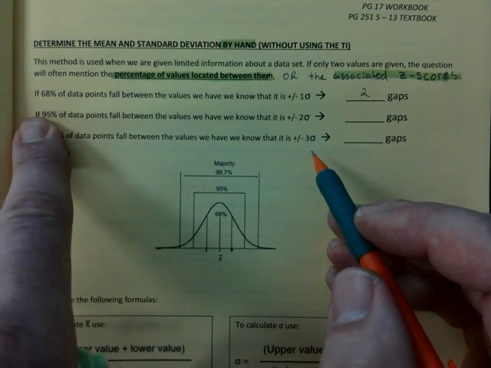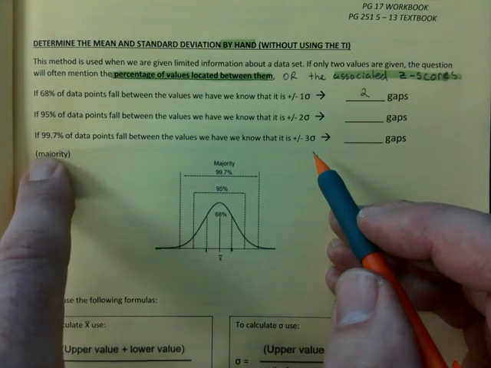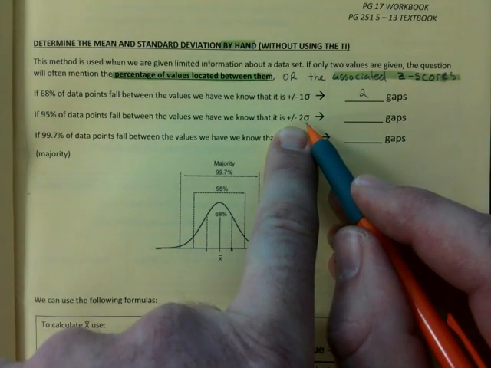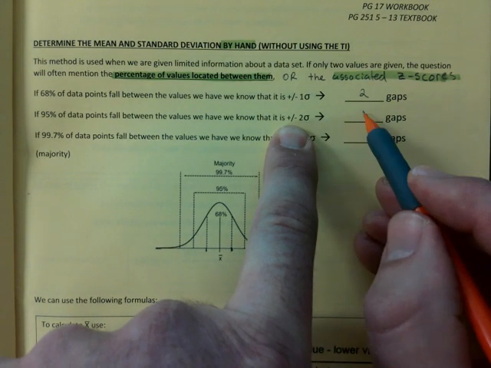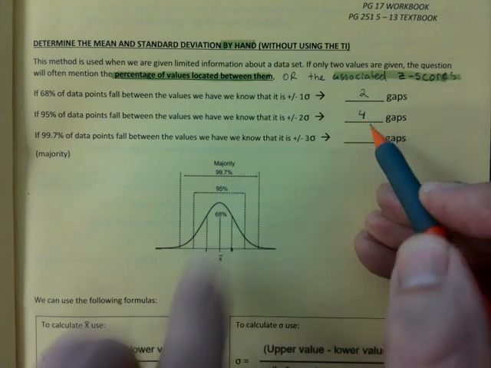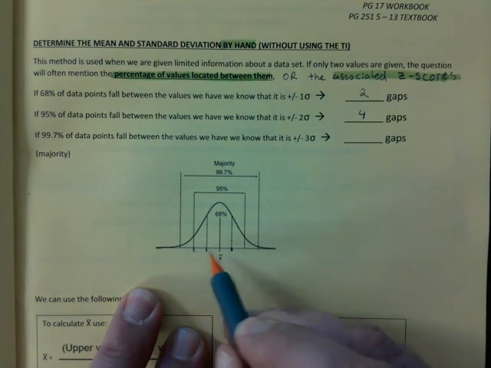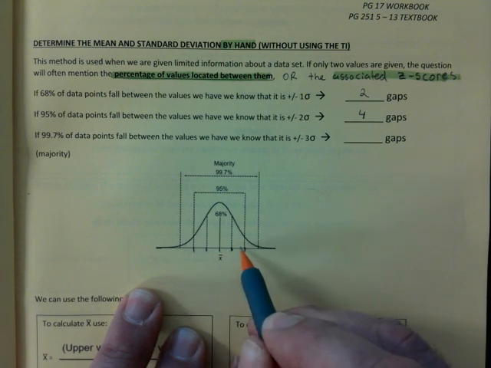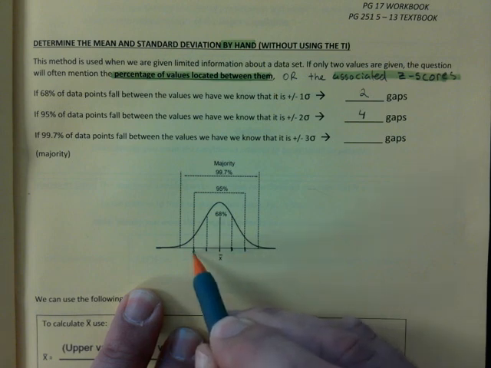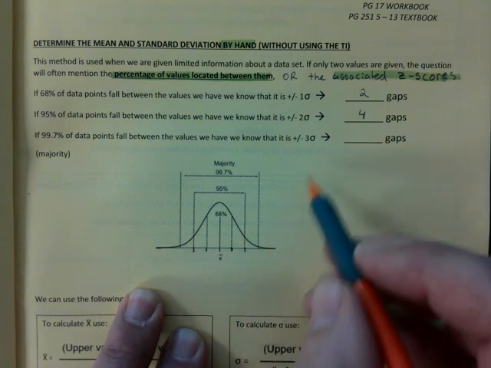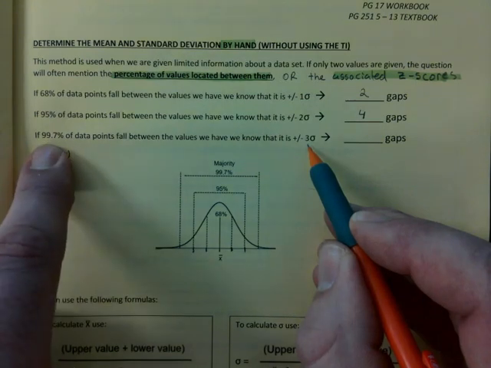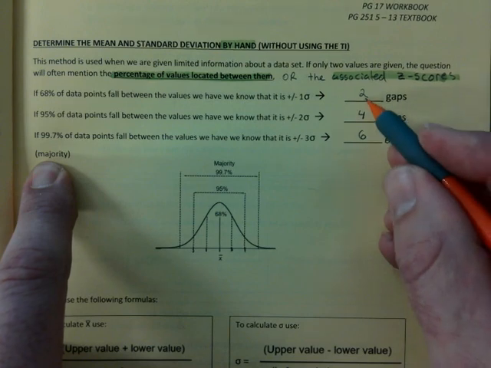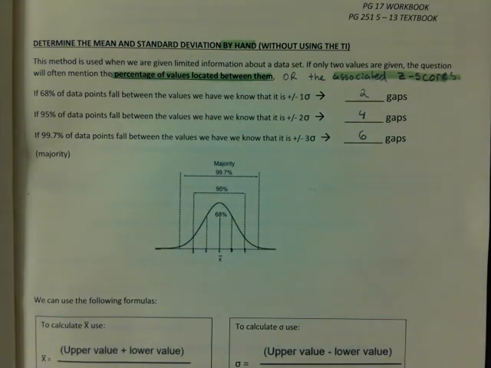If the question says 95, remember, this is the empirical rule right here. If it's 95, then we know that within those two values we have plus or minus two standard deviations. That would be the equivalent of four gaps, because if you go from the mean, two to the left and then two to the right, between these two values that we're considering along the x-axis, there'd be four gaps. And if you go 99.7, which is often called the majority, that would be six gaps. So 2, 4, 6. That's basically how it goes.